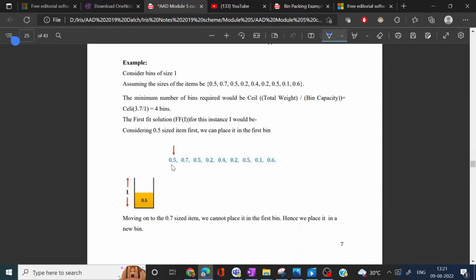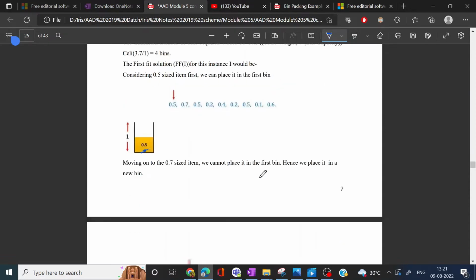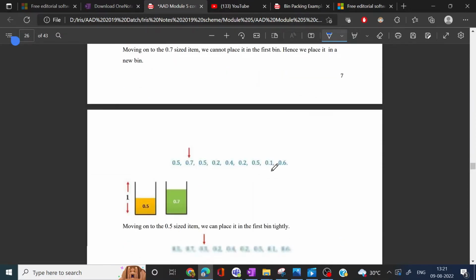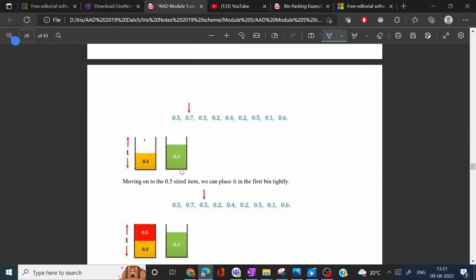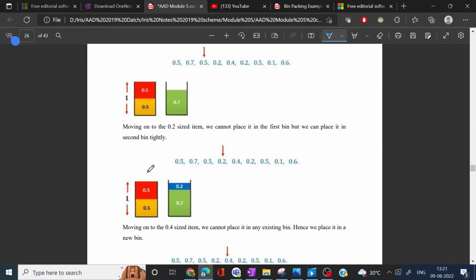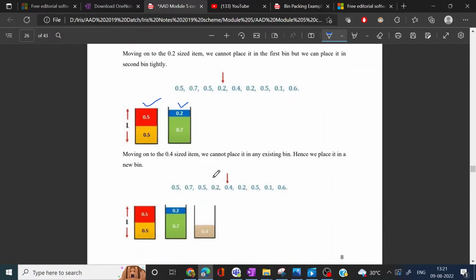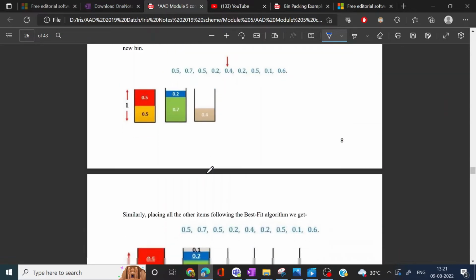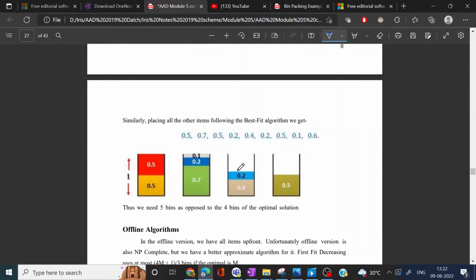In the best fit algorithm again we will start with the first bin. So 0.5, and 0.7 is not fitting into this bin, so it will be put into the next bin. Then 0.5 is possible to put in this bin, so it is placed in that bin. Then 0.2 will be placed into this bin. Then for 0.4 a new bin has to be started. Then 0.2 is possible to put here. Then 0.1. So the remaining empty space should be minimum.